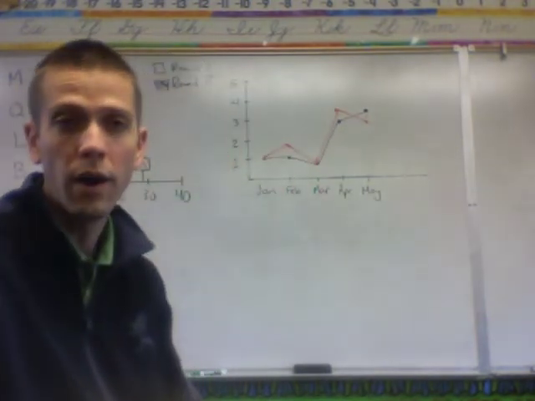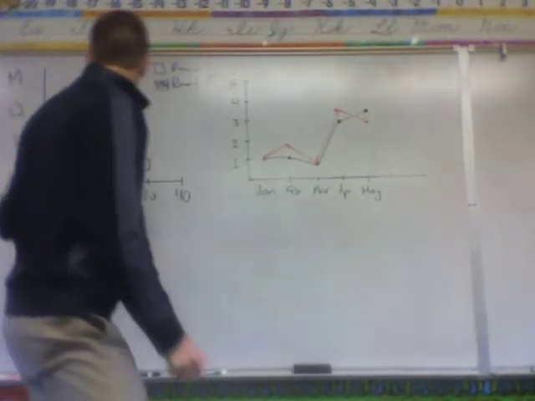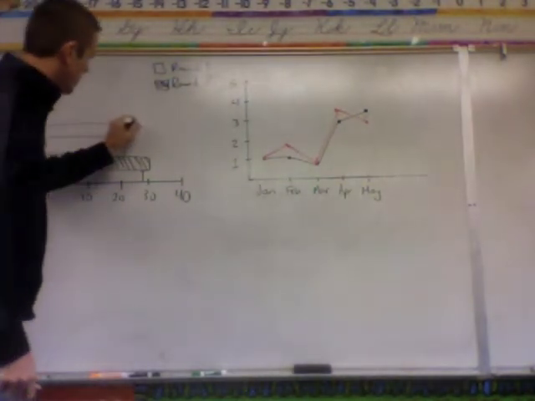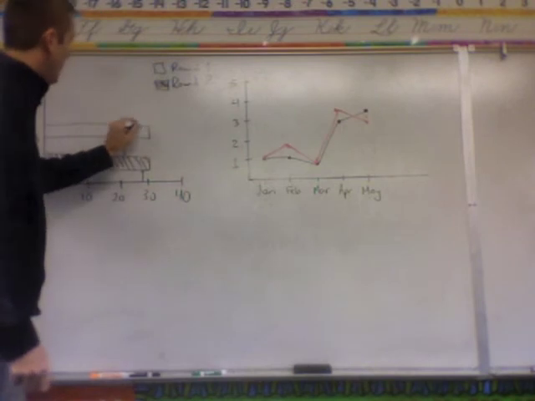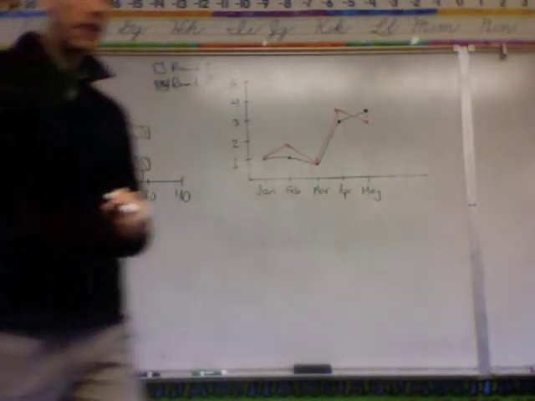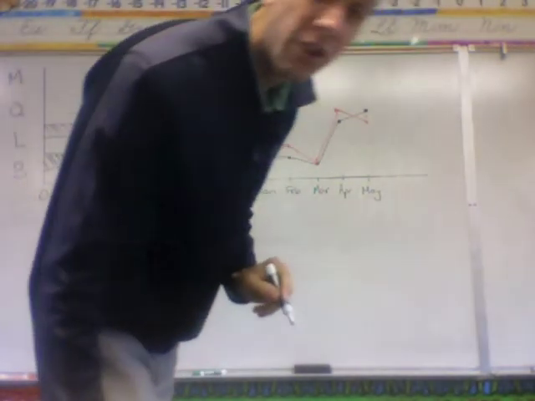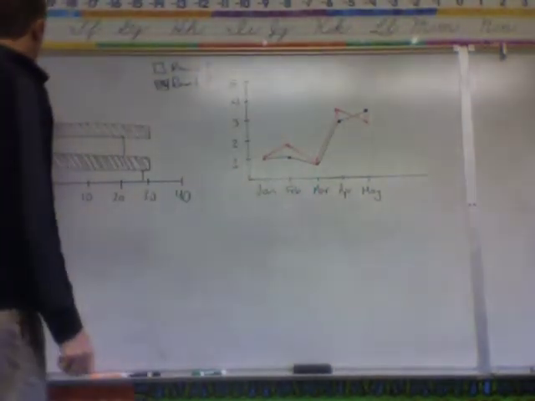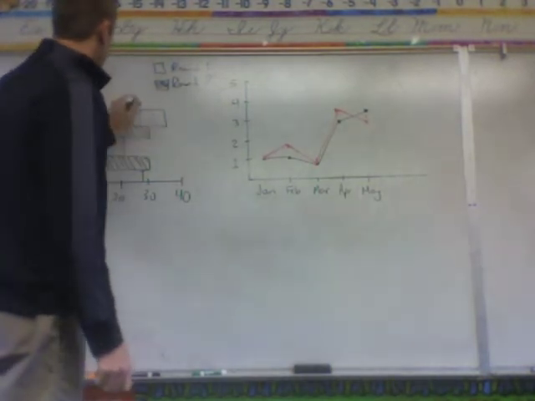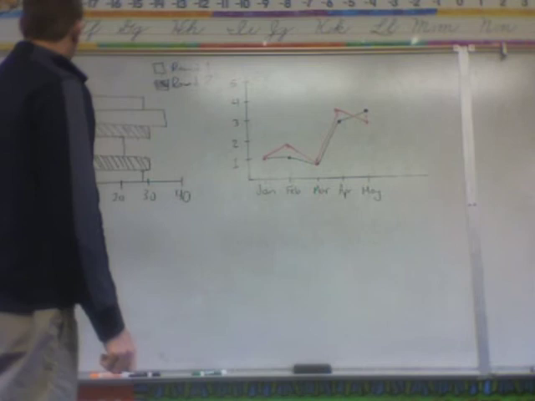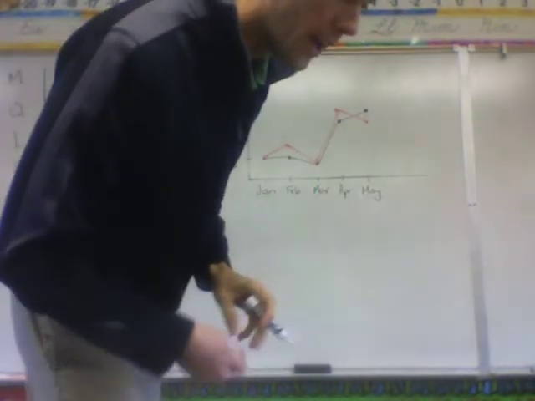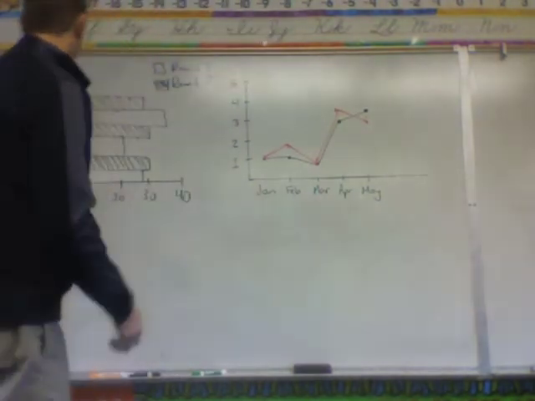Latricia scored 21 and then 29. Latricia's here. 21, 29. Okay. Quincy was 34 and 28. And Marlena, 29 and 23.